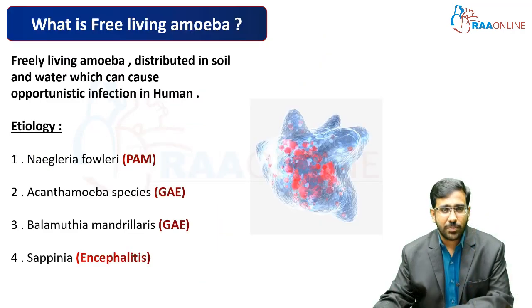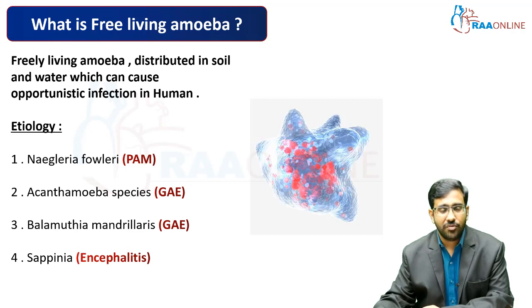So what is a free living amoeba? Free living amoebae are amoebae which are distributed in soil and water and which can cause opportunistic infection in human beings. When we talk about free living amoebae, there are four important ones which cause damage to humans: Naegleria fowleri, Acanthamoeba species, Balamuthia mandrillaris, and Sappinia.